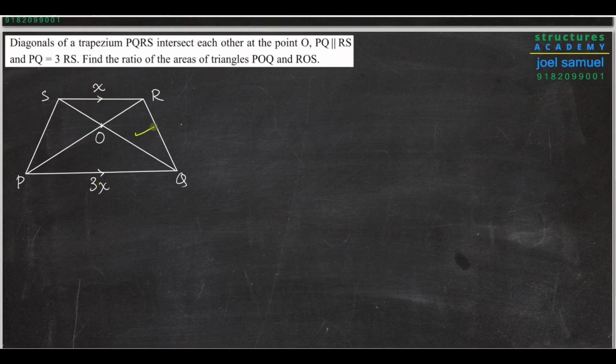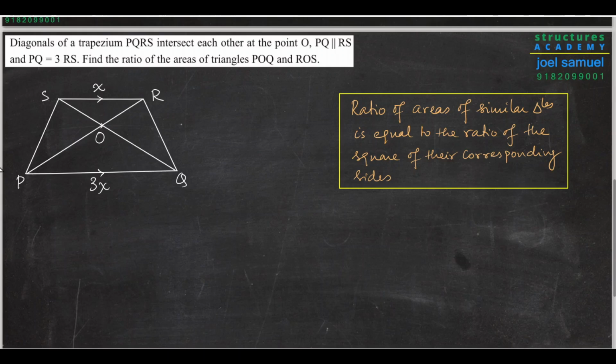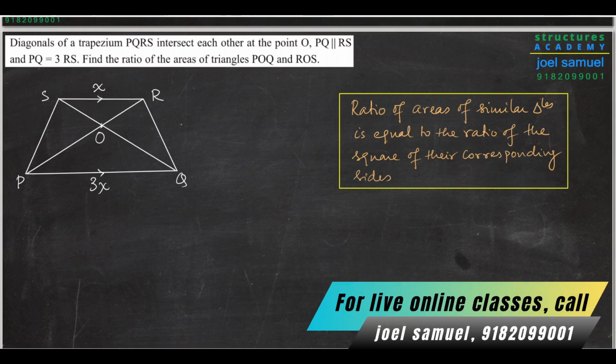Now with this diagram, we would have to find the ratio of the areas of triangles POQ, that is this triangle, and triangle ROS, which is this triangle. So we have a theorem which will help us to solve this question, and the theorem basically states ratio of areas of similar triangles is equal to the ratio of the square of their corresponding sides. So using this theorem, we are going to calculate what is the ratio of the areas of the mentioned triangles.